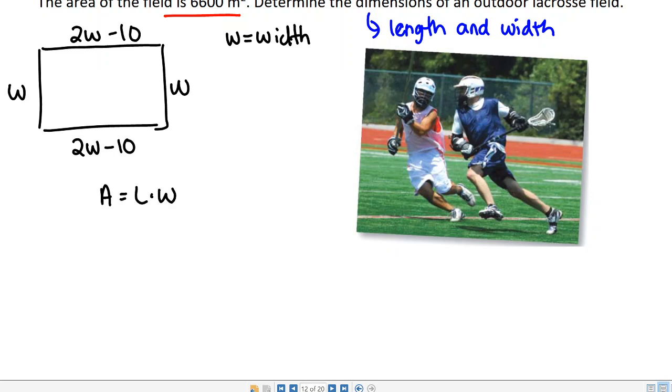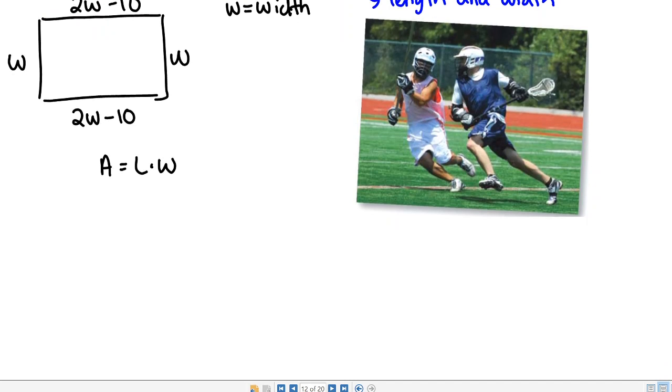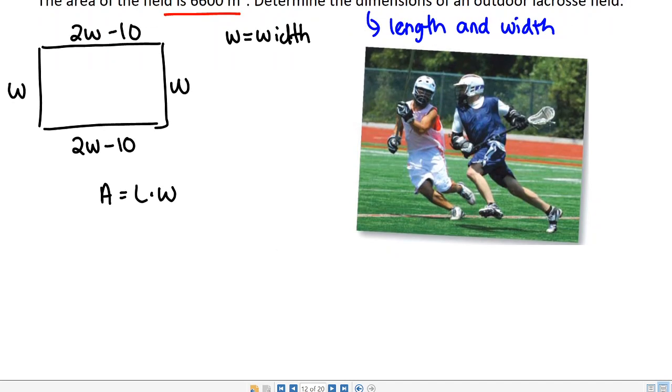Because it's a rectangle, area is length times width, but we can substitute in what we know. So we know the area is 6,600. We know the length is 2W minus 10, and then the width is just W. Okay, so now we have a quadratic equation. Now we can solve this by factoring to get our answer.